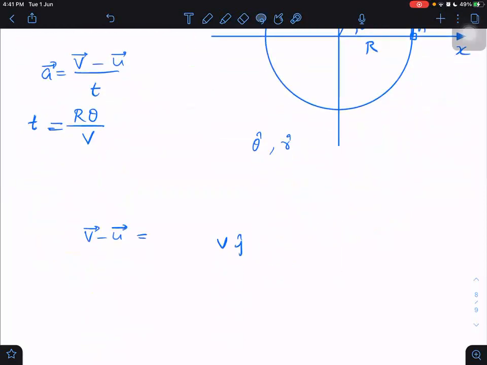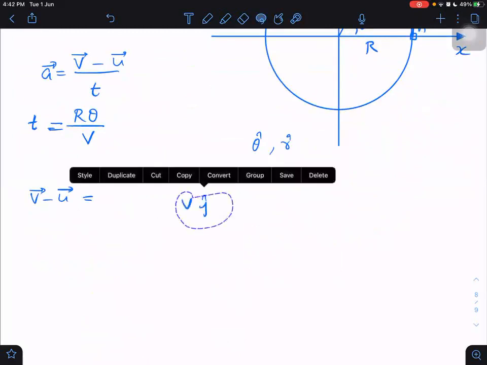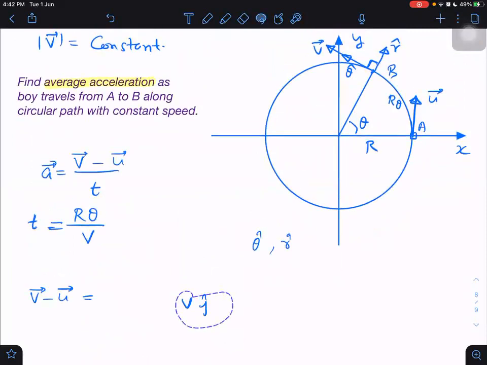What is the value of v minus u? In the diagram, it is given that the initial velocity is u j cap, and the final velocity is this here. The magnitudes of u and v are the same. Let us call both of these v only. Therefore, I can say the initial velocity is magnitude v multiplied by direction j cap.